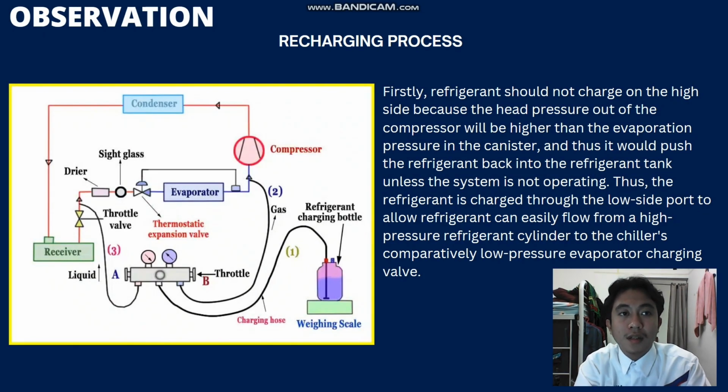As per the observation we get from the experiment, firstly is about the charging process. The refrigerant should not be charged on the high side because the head pressure of the compressor will be higher than the evaporation pressure in the canister, as it would push the refrigerant back into the refrigerant tank unless the system is not operating. So the refrigerant is charged through the low side port to allow refrigerant to easily flow from a high pressure refrigerant cylinder to the chiller's comparatively low pressure evaporator charging valve.